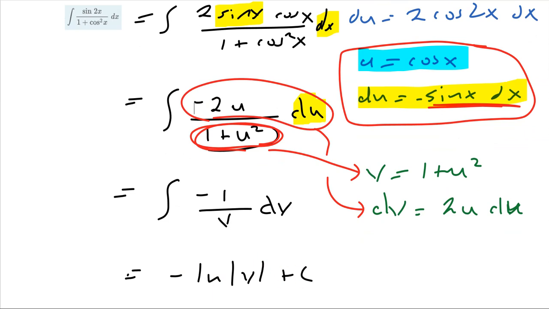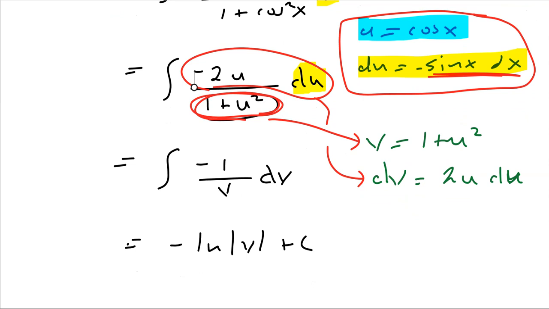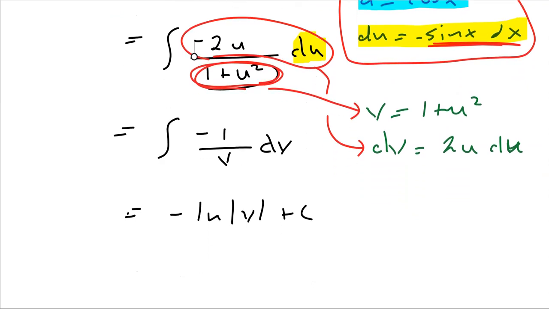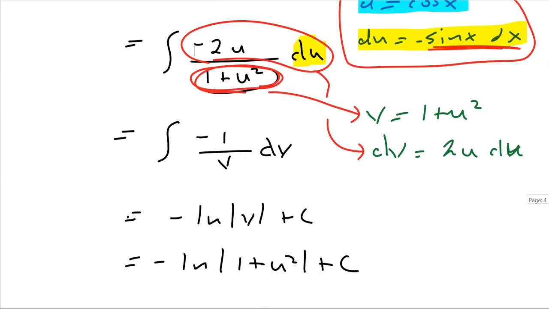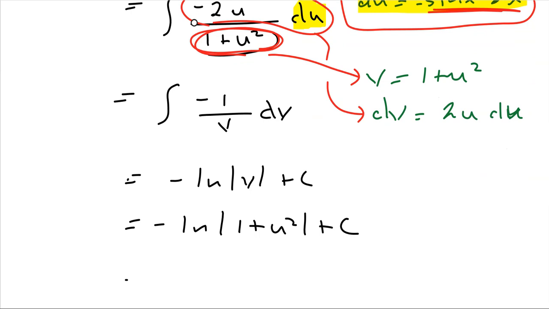Okay. But our original thing was in x, so I'm going to take 2 steps back then and say, well, you know what? The v is really 1 plus u squared. And then the u was what? Cosine of x, correct? Yeah. Then the u was cosine of x. So this is the negative natural log absolute value of 1 plus cosine squared of x plus c. So you can repeatedly use this substitution if it helps.